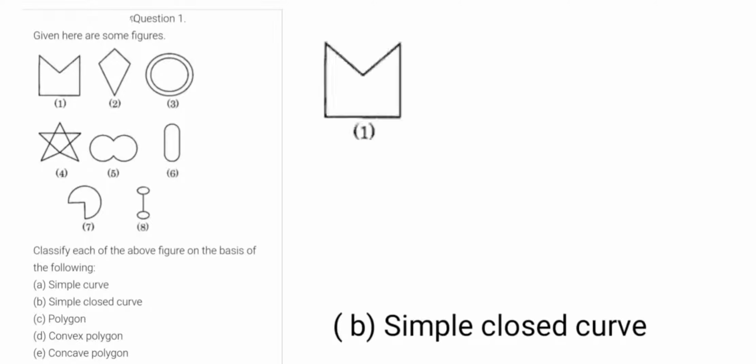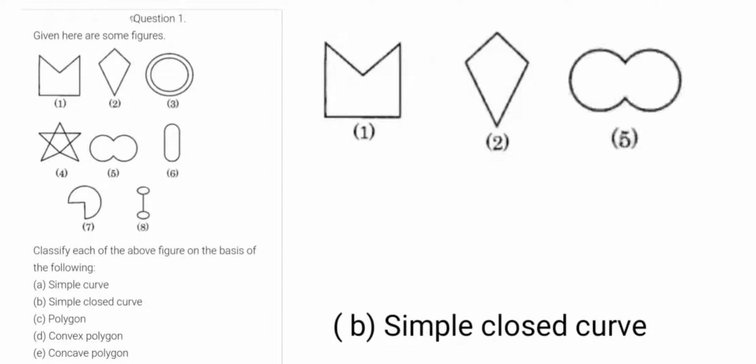Then simple closed curve, what is that? A simple closed curve is a curve closed by a line segment or by a curved line. So figures 1, 2, 5, 6 and 7 are the examples of simple closed curve.